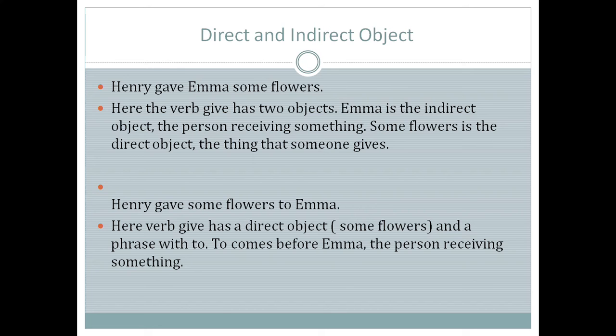So here the verb give has two objects. It's a transitive verb. Emma is the indirect object, the person receiving something. Some flowers is the direct object, the thing that someone gives. Look at the second example. Henry gave some flowers to Emma. Here we exchange the position of the direct and indirect object. So Henry subject, gave verb, some flowers direct object, and here we have the preposition to and the indirect object Emma. Here the verb give has a direct object, some flowers, and a phrase with to. To comes before Emma, the person receiving something.